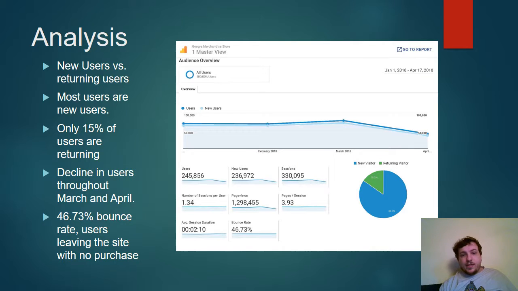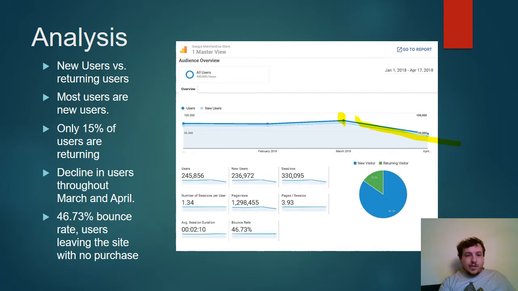So first, we're going to jump into the analysis, which you're going to see the users are this dark blue line, and then the new users are the light blue line. Most of our users are new, about 85% of them. Only 15% are returning. Big thing I have noticed was right around this point right here through here, we are seeing a decline in users, quite the dip. And that might be something to look at.